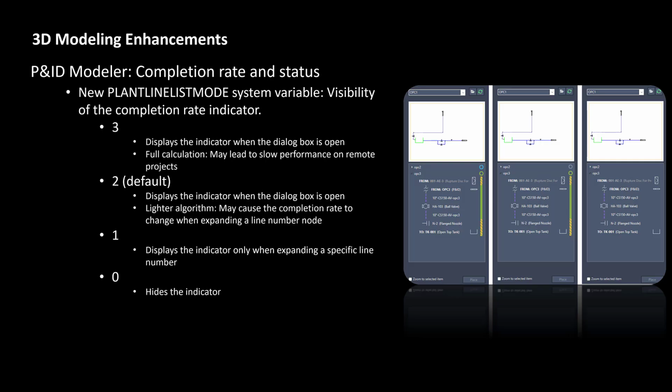Finally, the image on the right shows the P&ID modeler with PLANTLINELISTMODE set to 0. This is how it looked in older versions. No completion status or completion rate is shown.